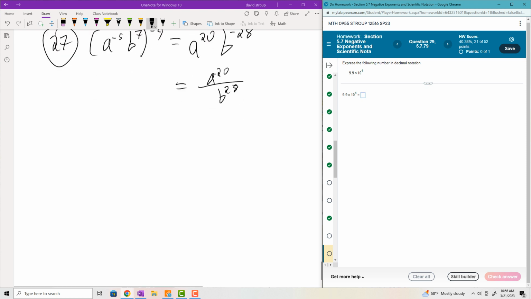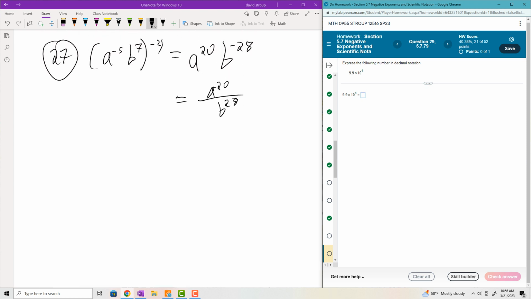Okay, and then we get finally into scientific notation. Numbers in scientific notation always look like A times 10 to some power, let's say N. And the A value has to be in between 1 and 10. So it can't be like 23, or it can't be 10. It has to be like 9.5. It'll have just a single digit in front of whatever its decimal is.